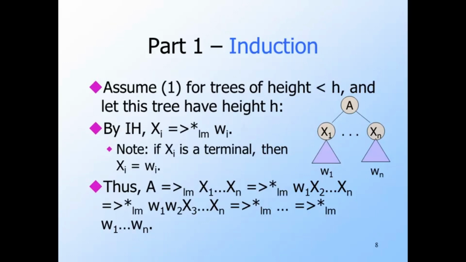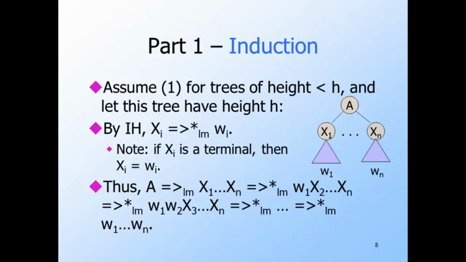Say this tree has root A and the children of the root labeled x1 through xn. If xi is a variable, then it is the root of some subtree of height at most h minus 1 and some yield, say wi. If xi is a terminal or epsilon, then we imagine xi is the root of a trivial tree, not a parse tree, that consists only of the node labeled xi. Okay. The yield of this tree is just xi itself, but for consistency we shall refer to xi as the string of terminals wi. The yield of the entire tree is w, which is w1 through wn.